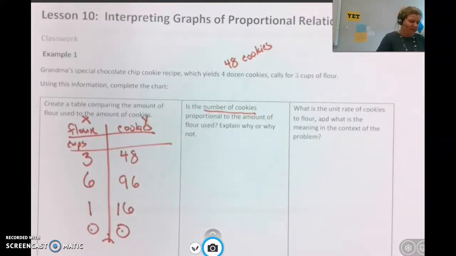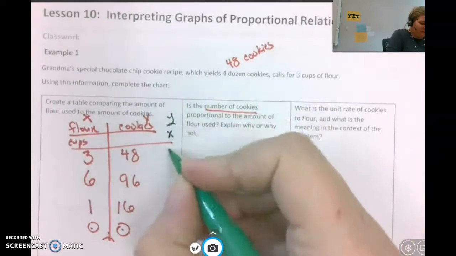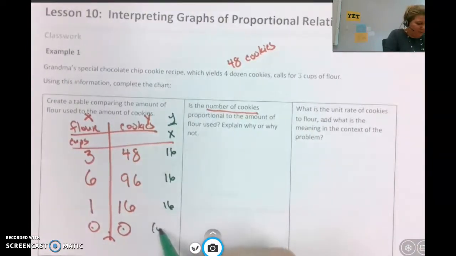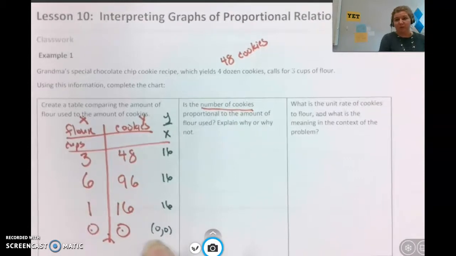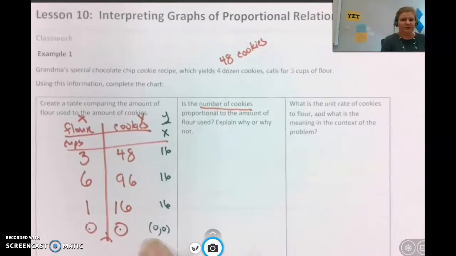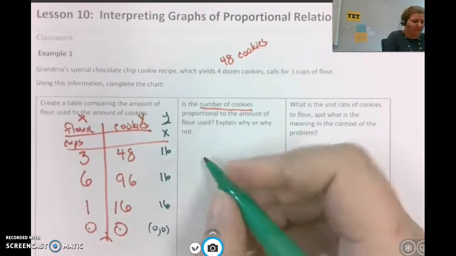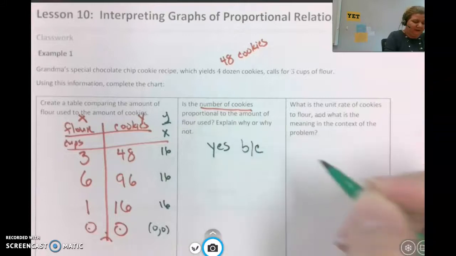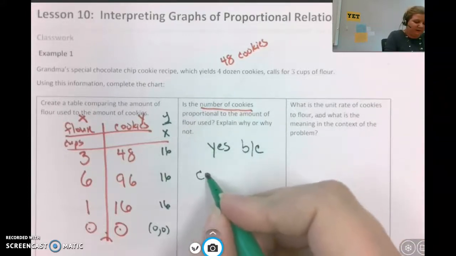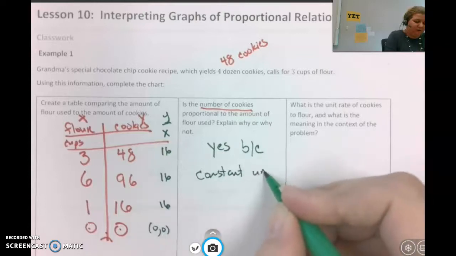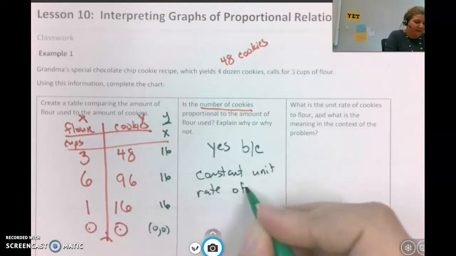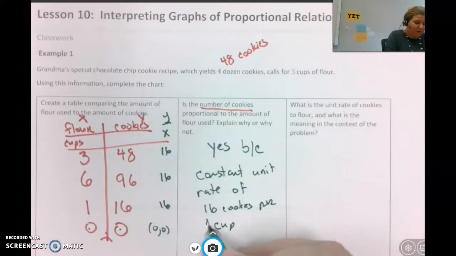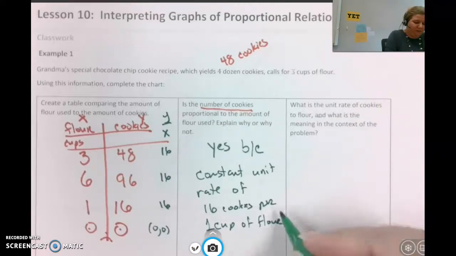Is the number of cookies proportional to the amount of flour used? Why or why not? So if I do cookies divided by flour, I'm consistently getting 16, except here where I have 0, 0. Now, I know that the origin is part of a proportional relationship, and 0, 0 is the origin. So, is it proportional? Yes. And I'm going to say at this point, because there is a constant unit rate of 16 cookies per 1 cup of flour.